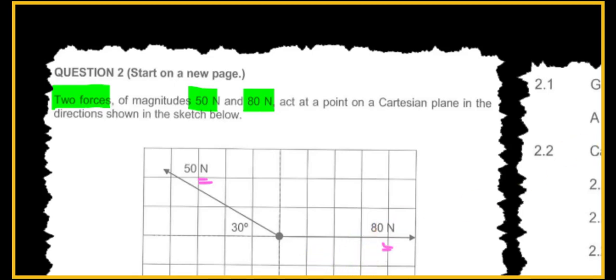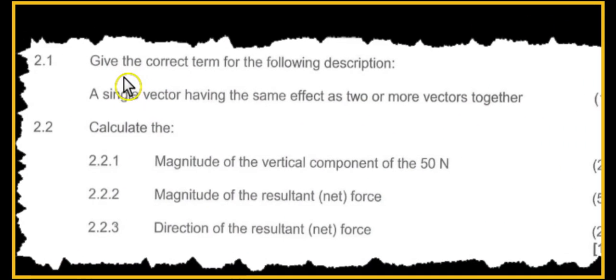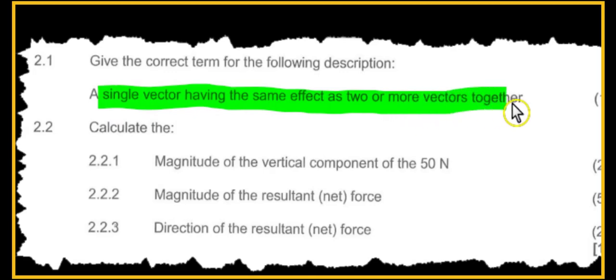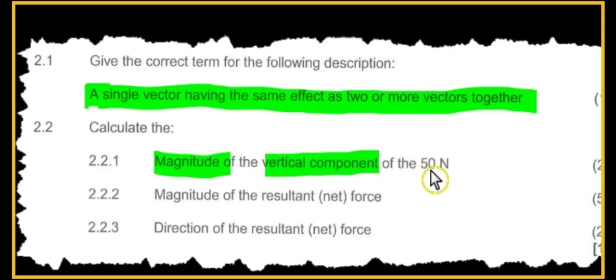First question: give the correct term for the following description: a single vector with the same effect as two or more vectors together. Obviously that's a resultant.